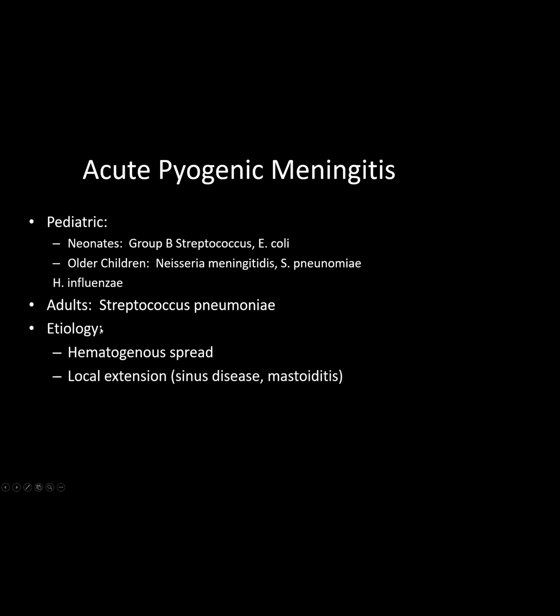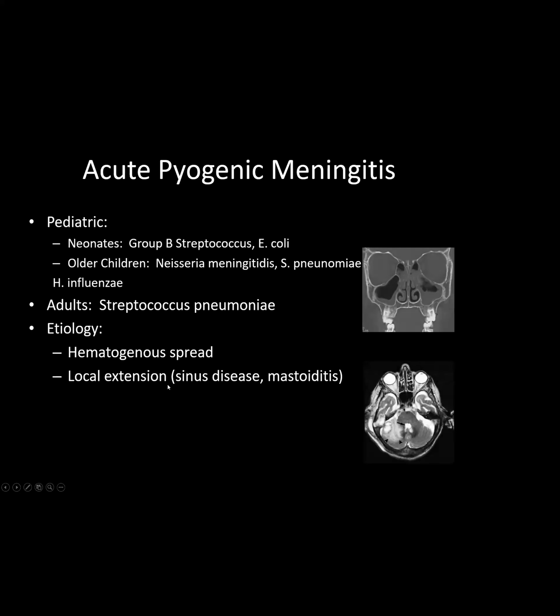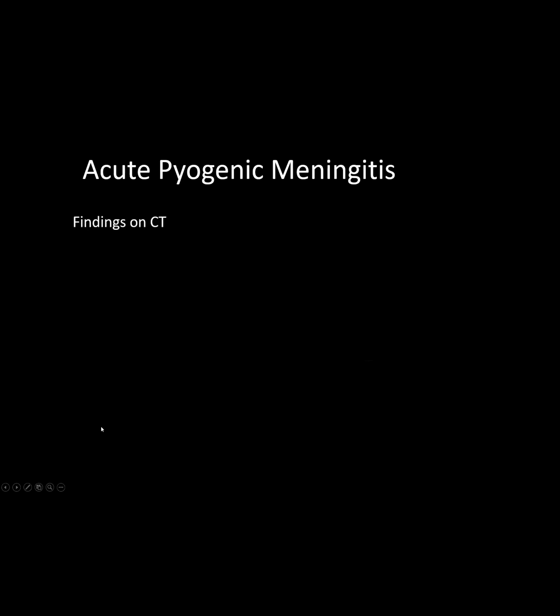Commonly you can get this from hematogenous spread. You can also get this from local extension if you have sinusitis or mastoiditis. It's really an LP diagnosis and clinical diagnosis. You don't really need the MRI or CAT scan. Well, you would need the CAT scan maybe to exclude increased ICP before doing an LP. The MRI, I think you wouldn't really need unless you're worried about a complication of meningitis like an abscess or cerebral venous thrombosis or an infarct.